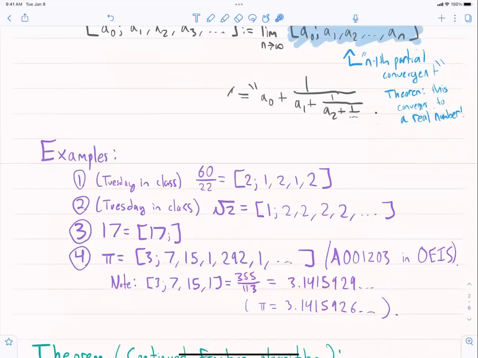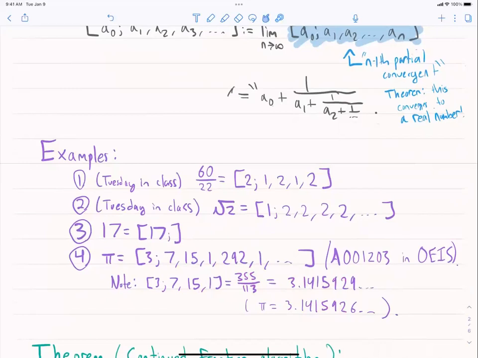And that's what I think about continued fractions. They tend to give very good approximations for numbers. And so you'll see in one of the worksheet exercises that you'll do this for square roots. You'll see how close the partial convergents get.